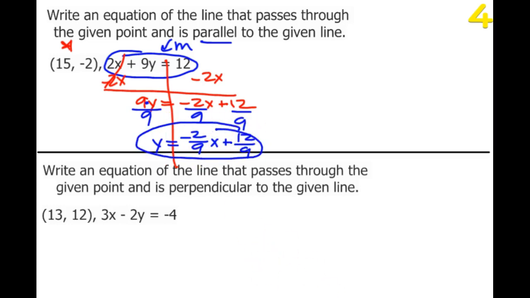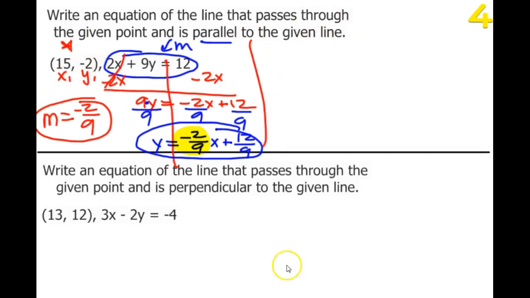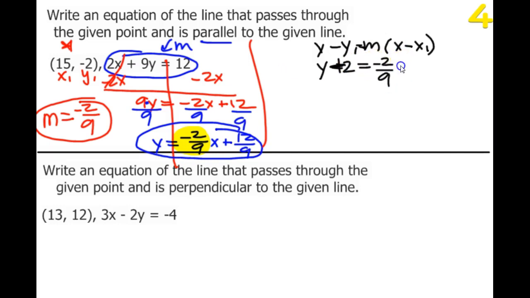All I need to know is my m, my slope, right here, negative 2/9. So my slope, my parallel slope, is also negative 2/9 because parallel lines have the same slope. So I'm going to use this point, x, y, and my slope to write a new equation over here. Because I have a point and the slope, I'm going to start with point-slope form. So y minus y1, which is a negative 2, that makes a positive, equal to our slope, which is negative 2/9, and then x minus x1, which is 15.